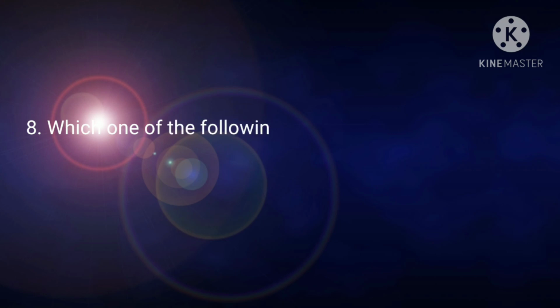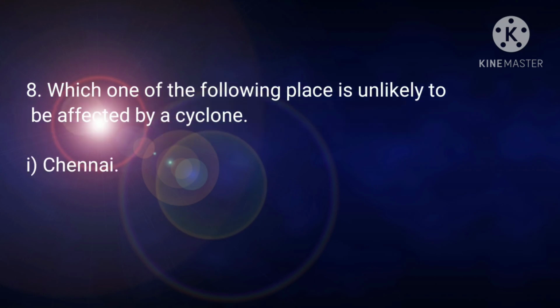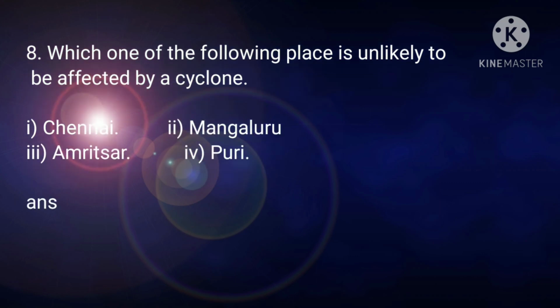Next, question number 8. Which one of the following places is unlikely to be affected by a cyclone? 1. Chennai. 2. Mangaluru. 3. Amritsar. 4. Puri. Answer 3. Amritsar.